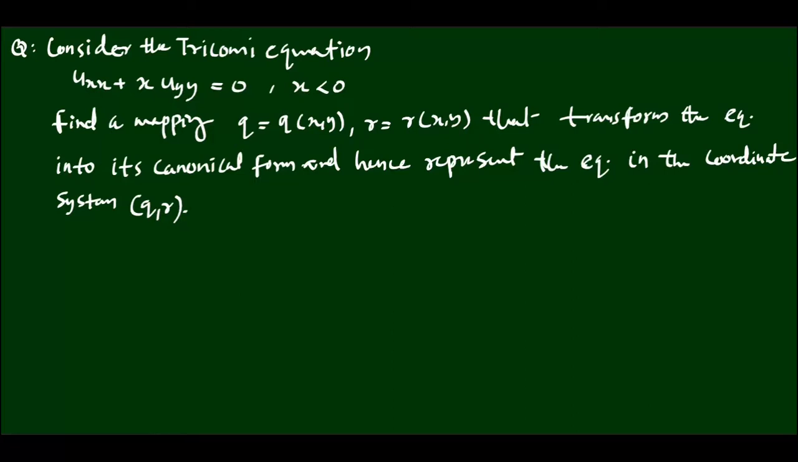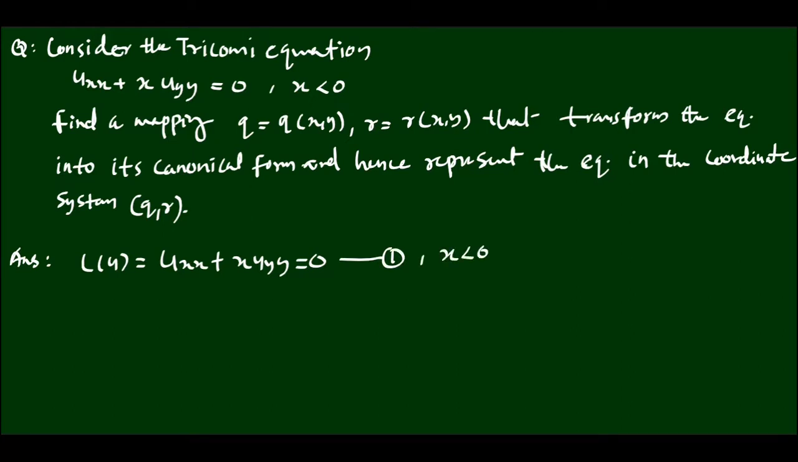The problem is to find a mapping q = q(x,y), r = r(x,y), such that the mapping transforms the equation u_xx + x u_yy = 0 into its canonical form, and hence we have to represent the equation in its canonical form. We can start answering the question. We are given Lu = u_xx + x u_yy = 0. I number this equation as 1, and also given x < 0.